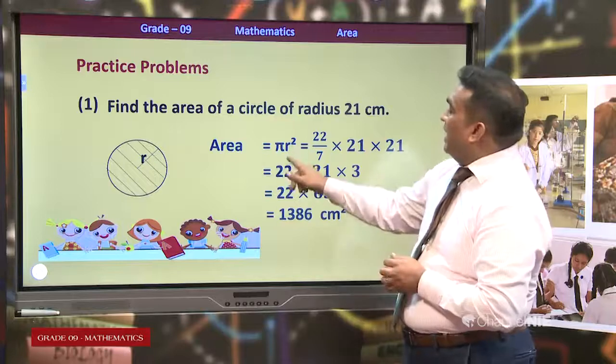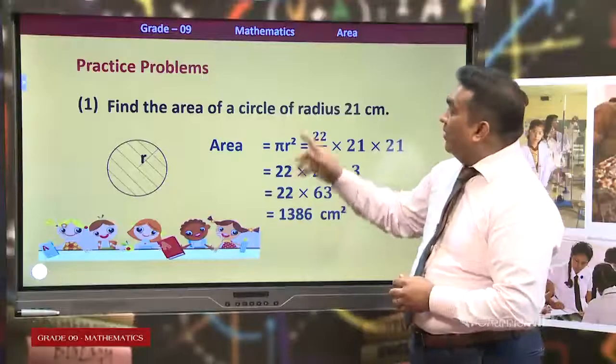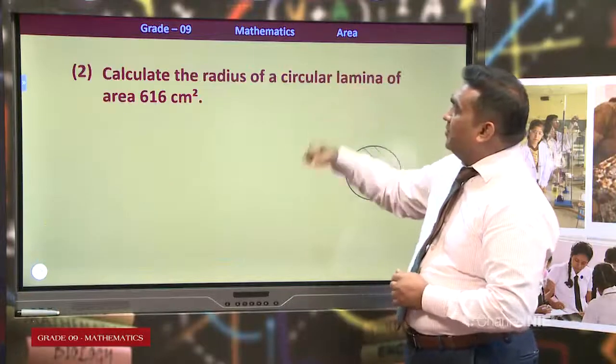Area is equal to πr squared. Pi means 22/7 multiplied by r squared. Multiply r by r, squaring the number. Here r is 21, therefore 21 into 21. Now you can simplify. How many 7s in 21? 3. 22 multiplied by 63 gives 1386 square centimeters. Right.